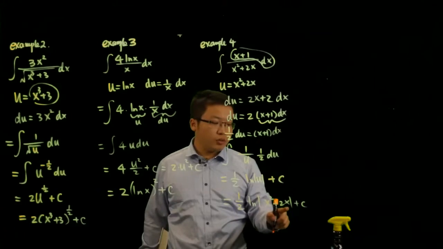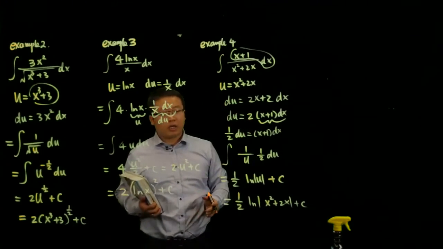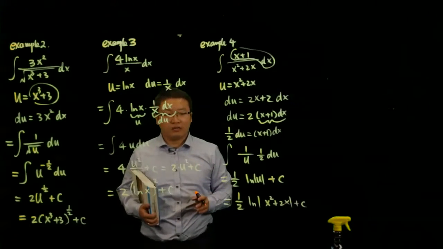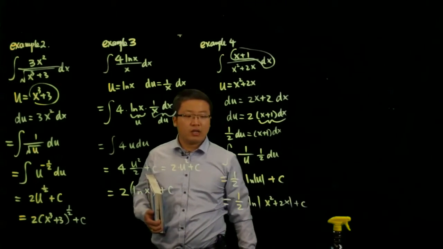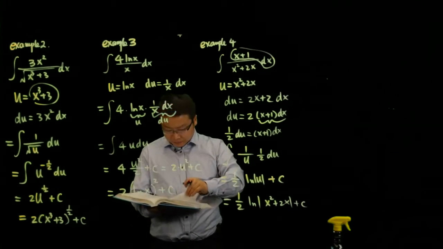Because this is a polynomial, which is defined on the whole number line, there is a chance that this is a negative value. Therefore, put an absolute value in there to make sure the natural log is well defined. And this is the final answer.